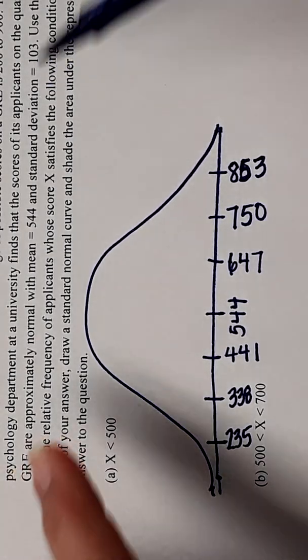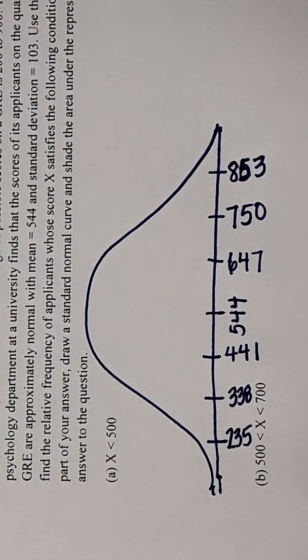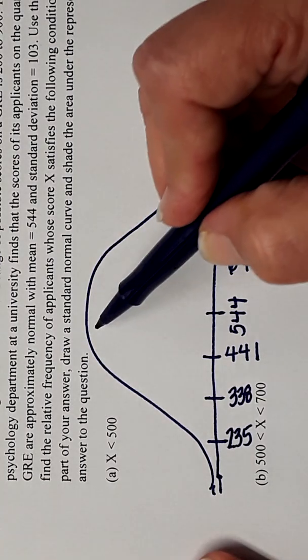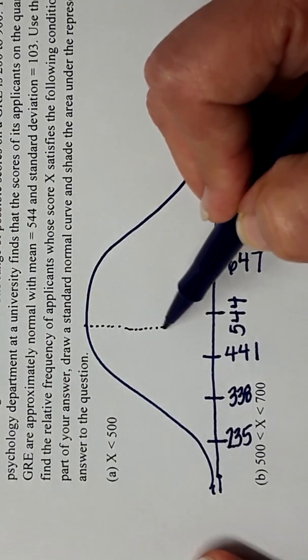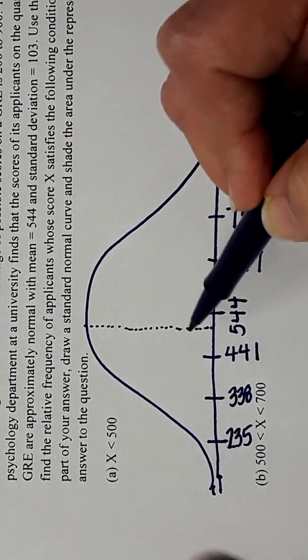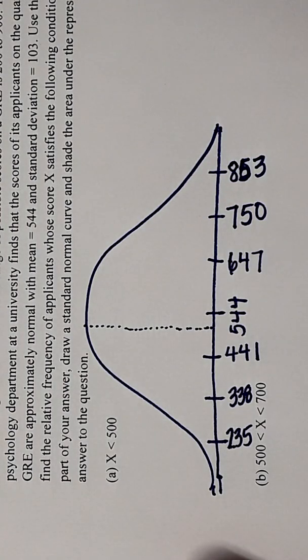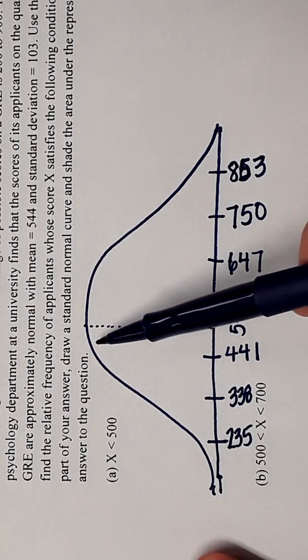Okay, so we took this information and we made a normal curve, and we can make this one short and wide because our standard deviation is 103. Now we're going to graph 500. So is 500 above or below the mean? So it's below. So we're going to draw a dotted line. And we want to know how many applicants score below a 500. So we're going to shade this way.